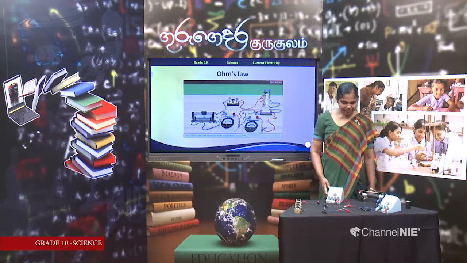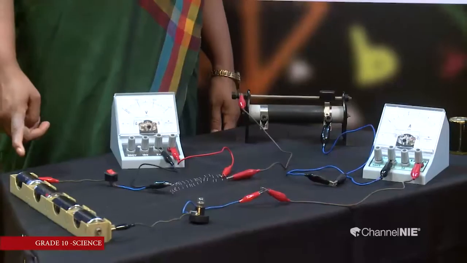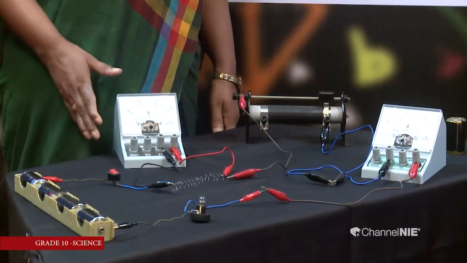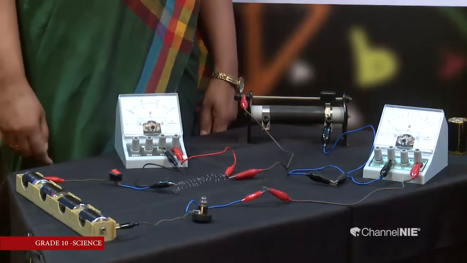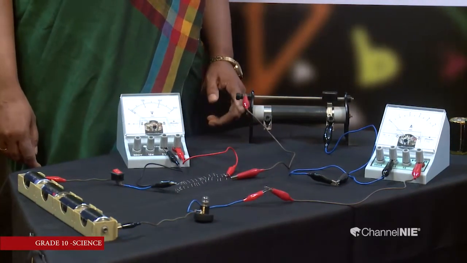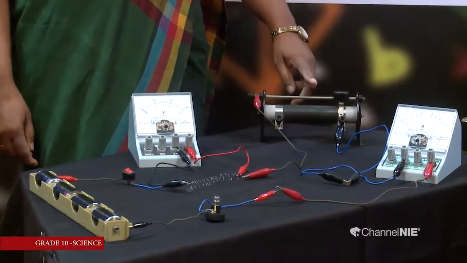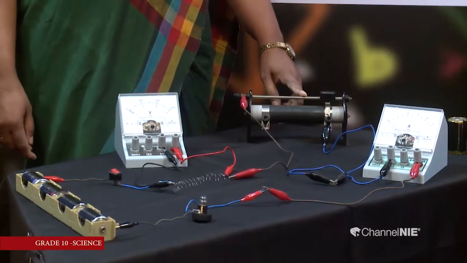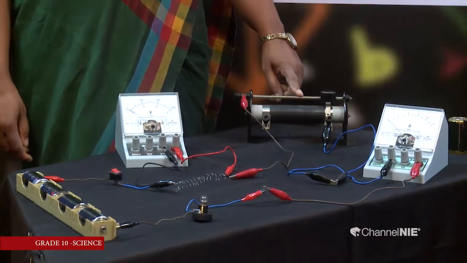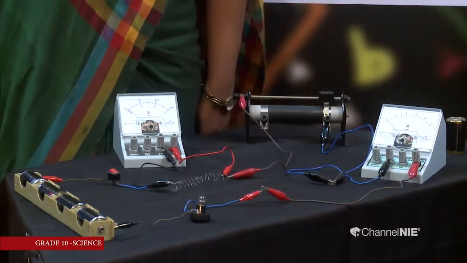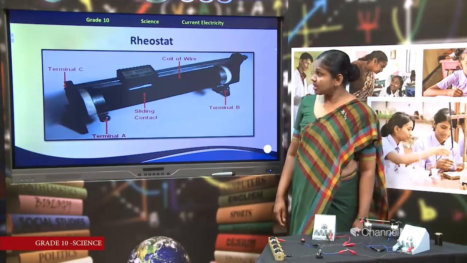Look at here, children. Now you can see here we have familiar devices: battery, voltmeter, ammeter, switch and the bulb. And I have taken another two new items. What is this, children? I think this is not new to you because you have learned about this device in grade 8. The name of this device is the rheostat. You can see an enlarged picture of the rheostat here.